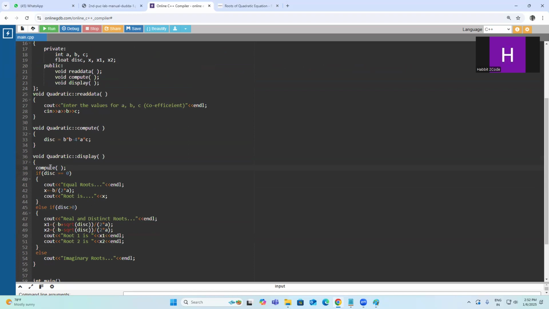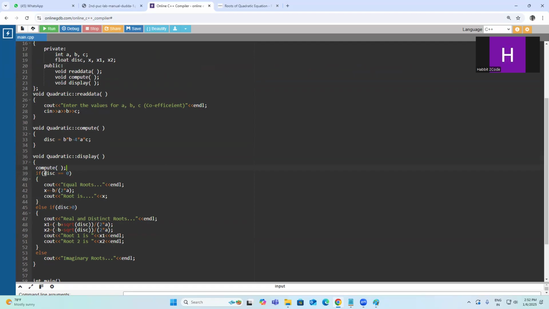Compute is called inside another member function, not in the main program. This is called nested methods. Calling one method inside the body of another method is called what? Nested methods, right, nesting of member functions.